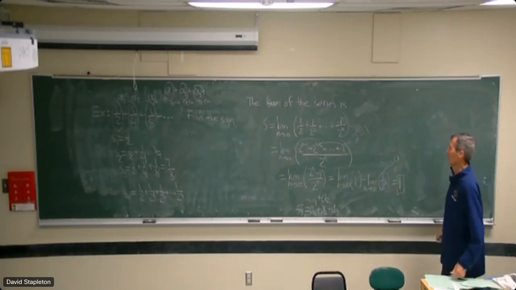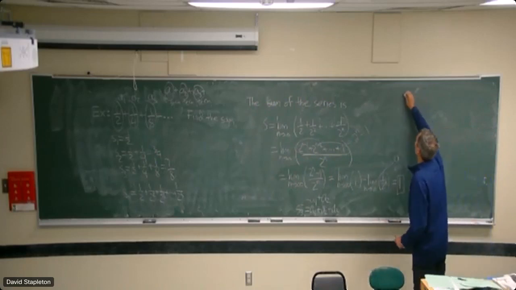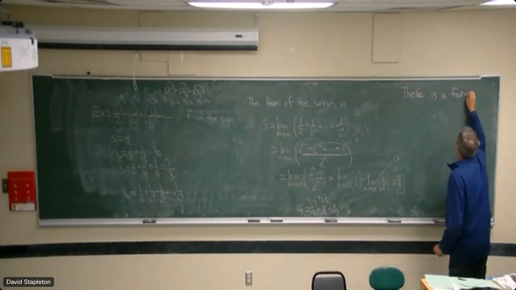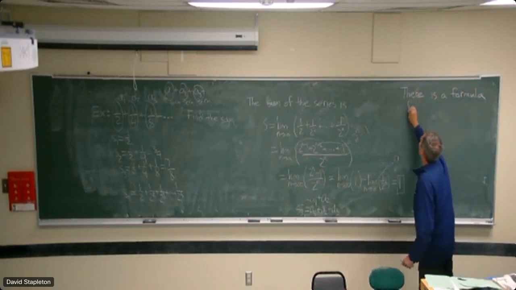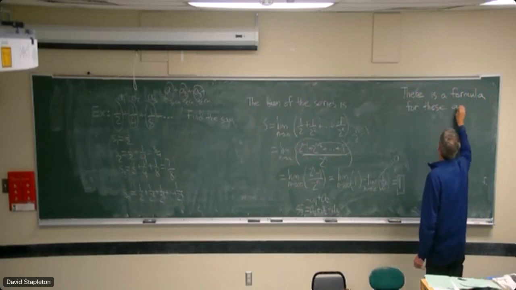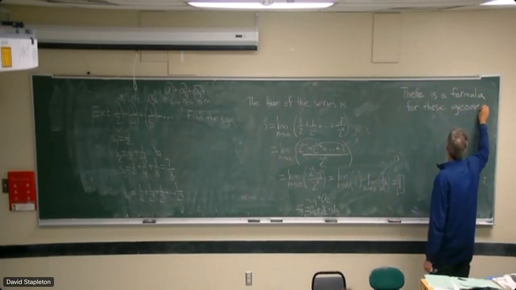So there's a sum. Now that was kind of complicated. There's a formula that makes these easier for geometric series. I just wanted to display how the definition works.